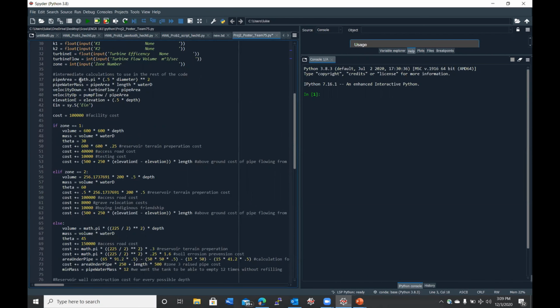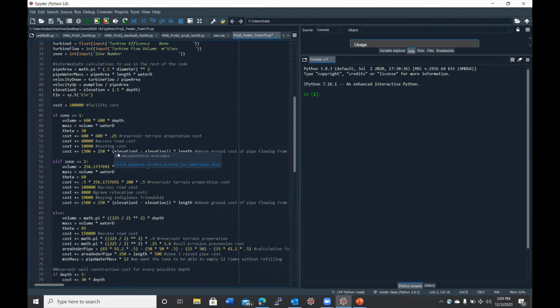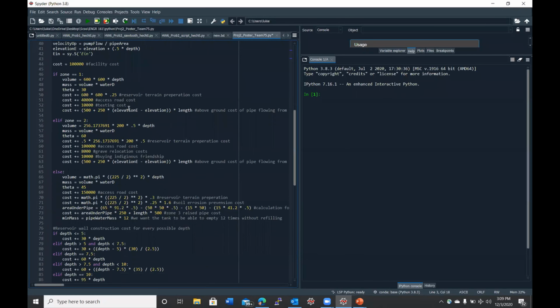And then these are some simple calculations for pipe area, the mass of the water in the pipe at all times, and then the velocity down and the velocity up, which is just turbine flow over pipe area, and pump flow over pipe area. Then the effective elevation, and this was part of the SIMPI library, which we used to solve for energy in. This was our initial facility cost of the pump house.